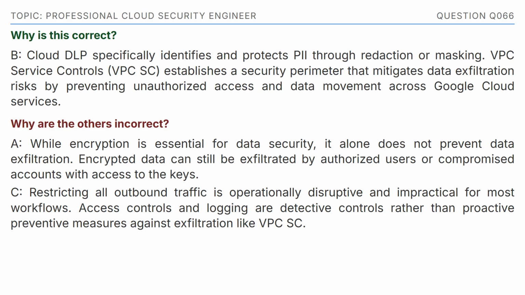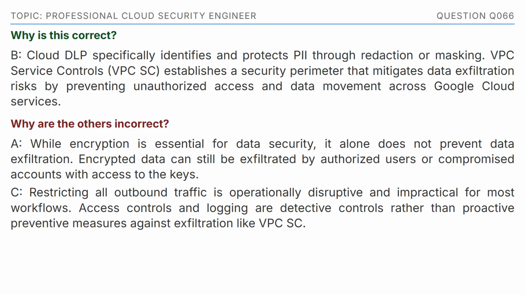Cloud DLP specifically identifies and protects PII through redaction or masking. VPC Service Controls, VPC, establishes a security perimeter that mitigates data exfiltration risks by preventing unauthorized access and data movement across Google Cloud services. Why are the others incorrect?